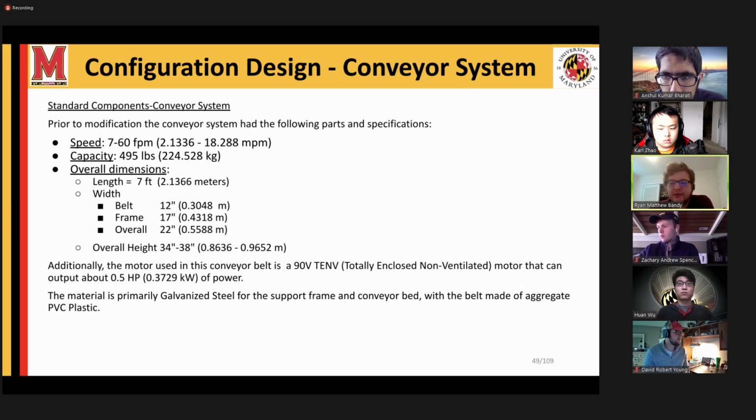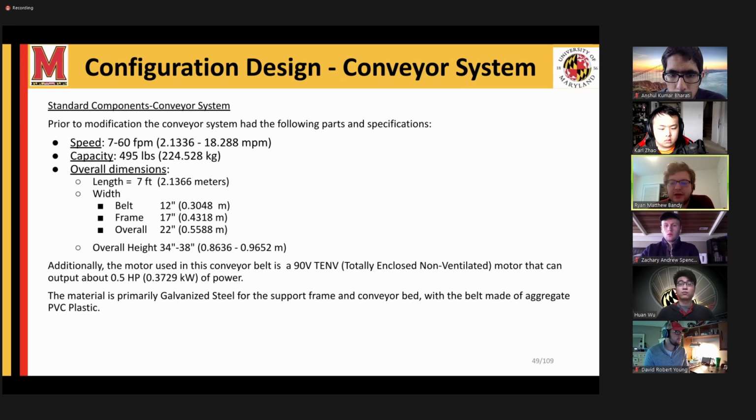The full length of the belt is approximately 7 feet long and contains an overall height of 34 to 38 inches. Additionally, the motor used in this conveyor belt is a 90-volt, totally enclosed non-ventilated motor that can output about 0.5 horsepower or 0.3729 kilowatts of power.